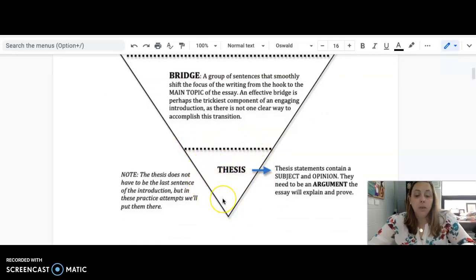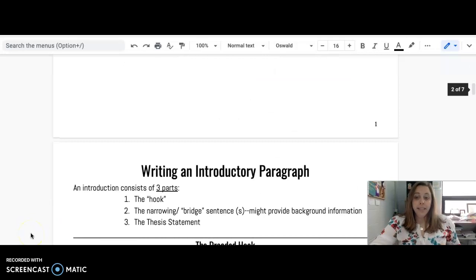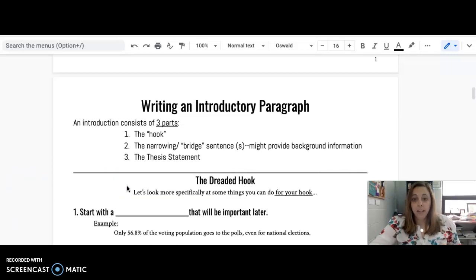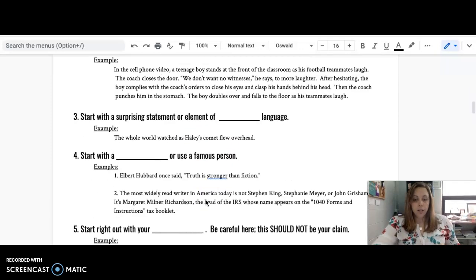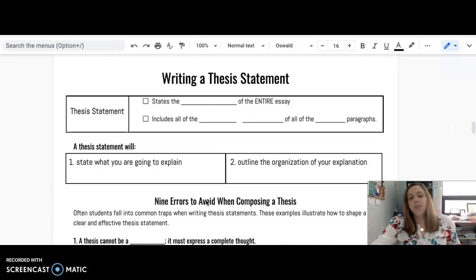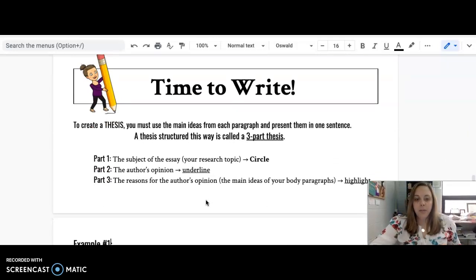The thesis statement is going to set up your introduction. It's going to actually set up your main idea of what you're writing about, and it's going to organize your paper for you. So we're going to work on that. As you look through this packet, you're going to see a lot of notes and information for things to do. So for example, you're going to start with writing an introductory paragraph, the 3 parts. I'm going to give you some strategies for how to write a hook. Then I'm going to teach you how to write a thesis statement for a research paper. Let me get all this stuff. And then it says time to write.